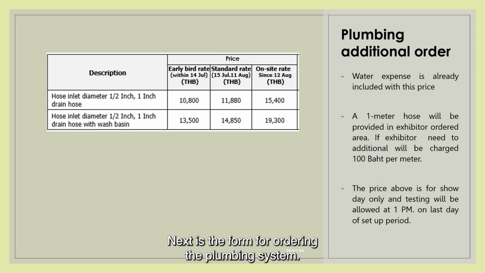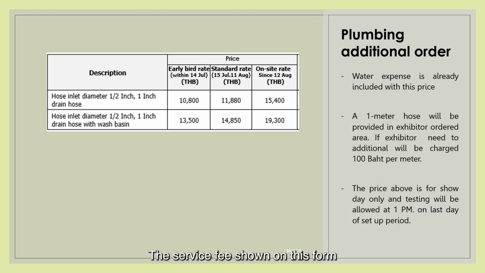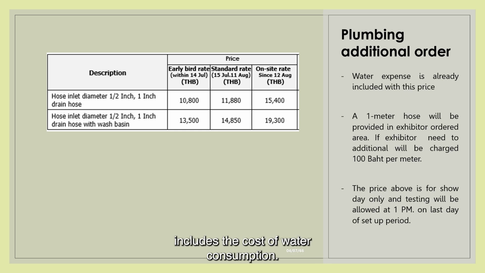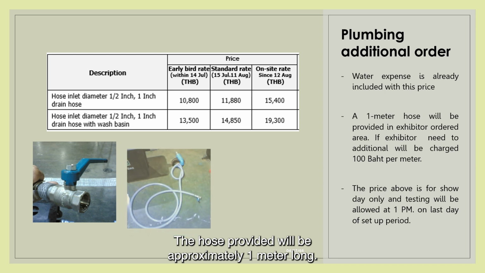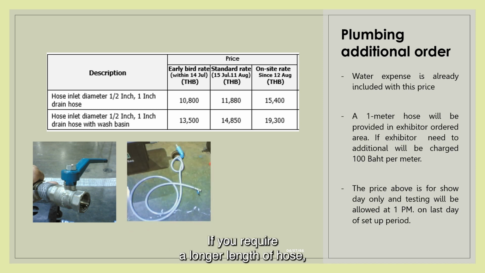Next is the form for ordering the plumbing system. The service fee shown on this form includes the cost of water consumption. The hose provided will be approximately 1 meter long. If you require a longer hose, please notify us prior to the installation for an efficient workflow.